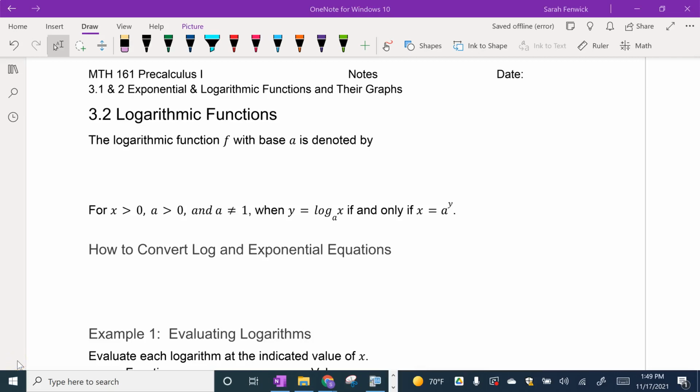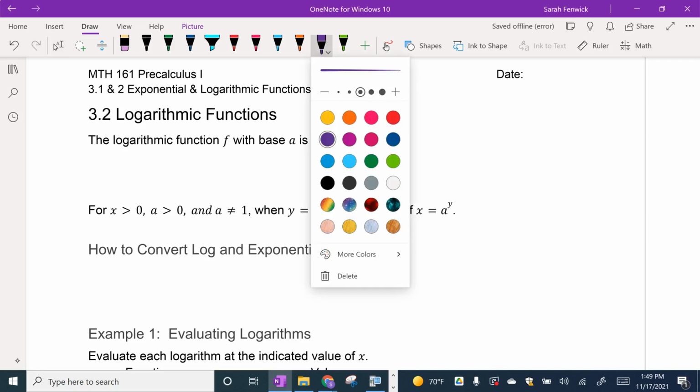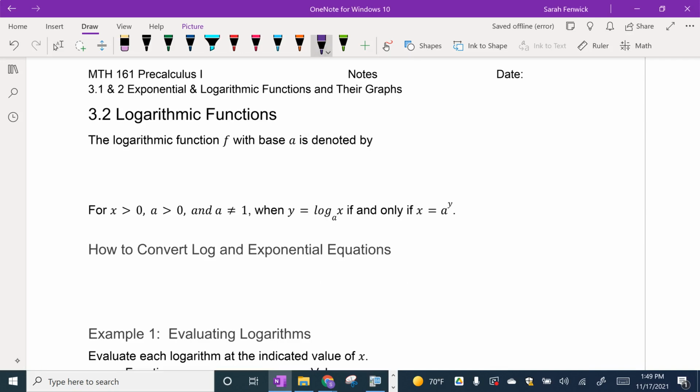Working on a combination of sections 3.1 and 3.2, we're now going to talk about logarithmic functions. So we're going to discover some stuff as we go that I don't want to just put out there quite yet. I want you to see it as we learn about it. The logarithmic function f with base a is denoted by f of x equals log base a of x.